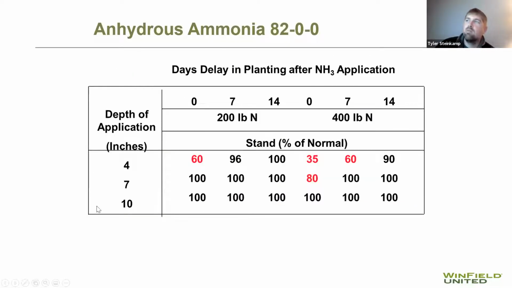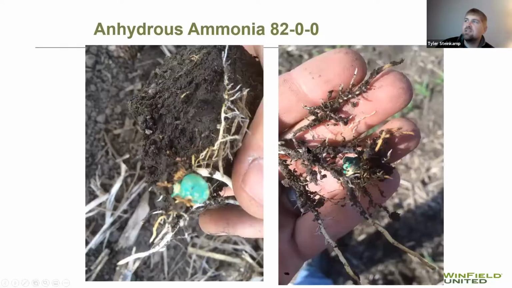Okay. Make sure to allow enough time. I like to put about 7 to 10 days between when I make the application and when I plant, because it's not uncommon for us to see burnt off roots. This is from a call I went on a couple years ago. You can see that burnt off root that we get with anhydrous ammonia. So be careful with that.